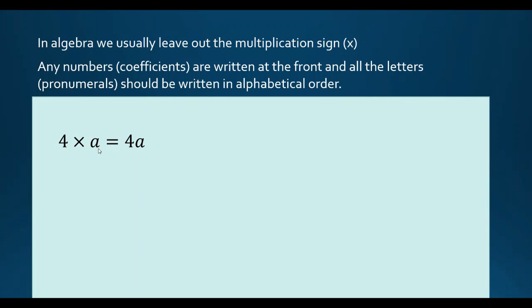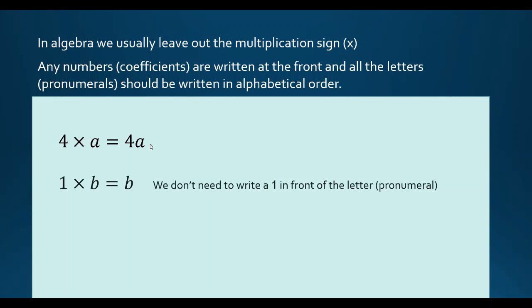So 4 times A. It's 4 lots of A, and I just write that as 4A. So remember, when you see 4A, it's not 4 plus A, it's 4 times A. And 4 is our coefficient, and A we know as our pronumeral. 1 times B is just B, and we've just got one lot of B. So I don't need to write the 1 in front of my pronumeral B.